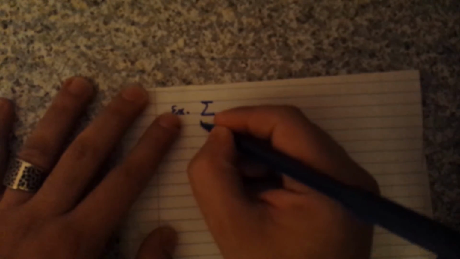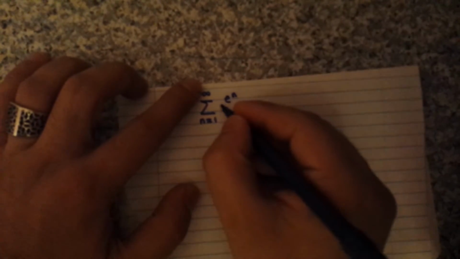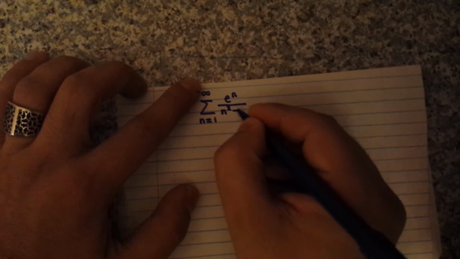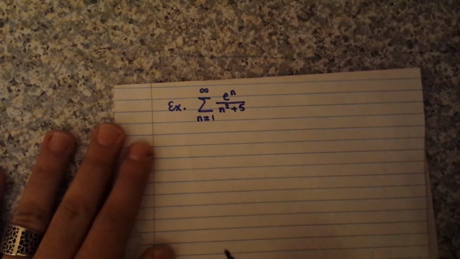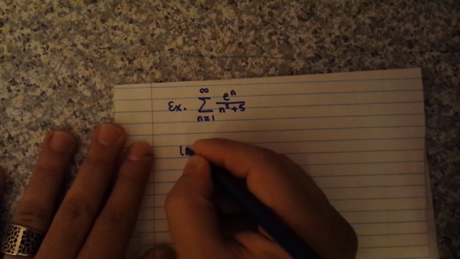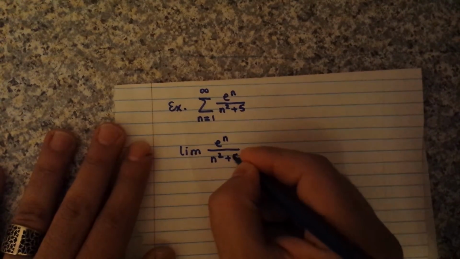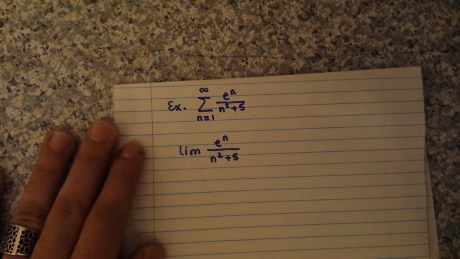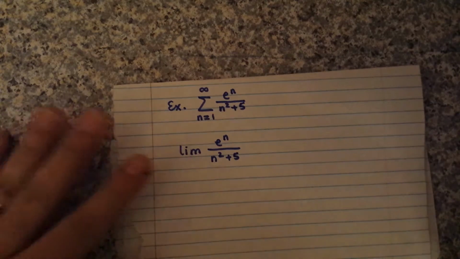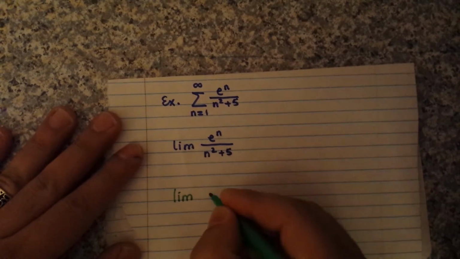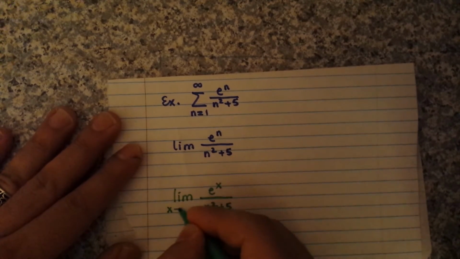The sum from n equals 1 up to infinity of e to the n divided by n squared plus 5. This is another interesting one. You need to take the limit of e to the n over n squared plus 5. Here's how you use L'Hopital's rule. I can take the limit of the function e to the x divided by x squared plus 5 as x goes to infinity.